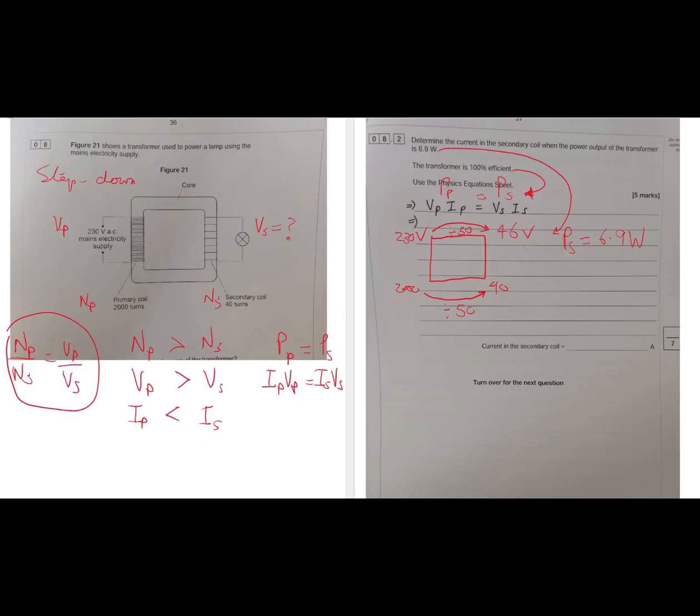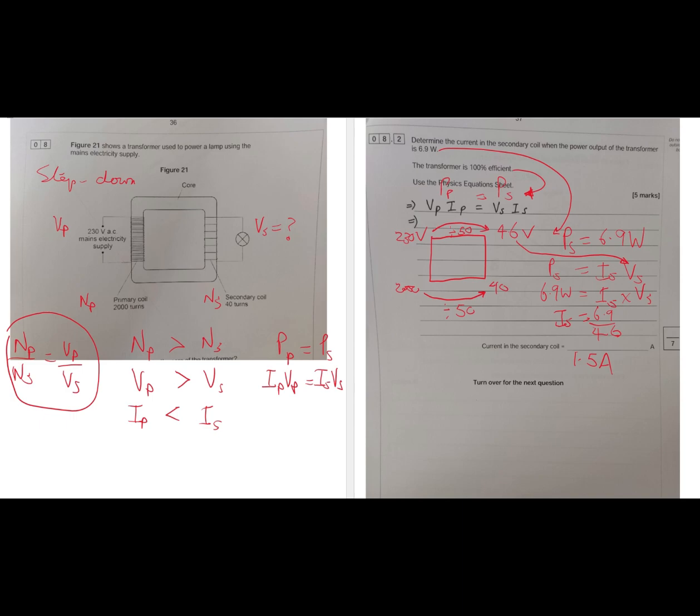Now, what do we know about power? Power on the secondary is equal to the current of the secondary times the voltage of the secondary, and we've just worked out the voltage of the secondary. So 6.9 watts is equal to current on the secondary multiplied by voltage on the secondary. So you can work out the current on the secondary, which is 6.9 over 4.6. Let's put that in the calculator. 6.9 divided by answer gives me 1.5 amps. So that's how you work out the current in the secondary.